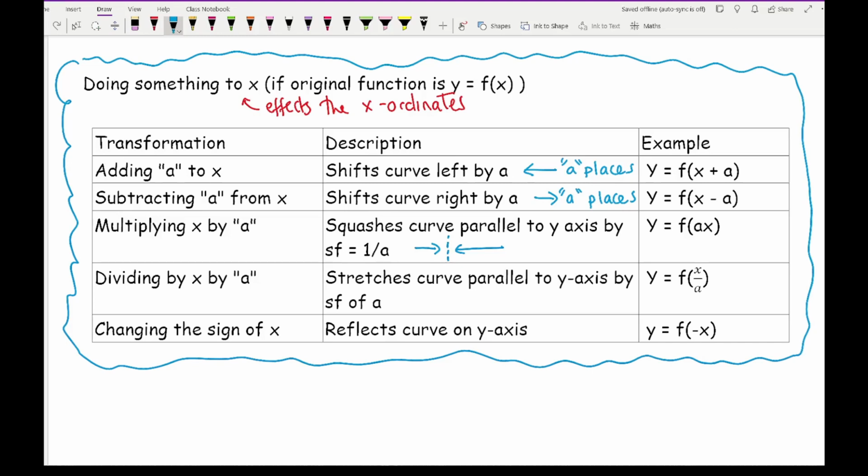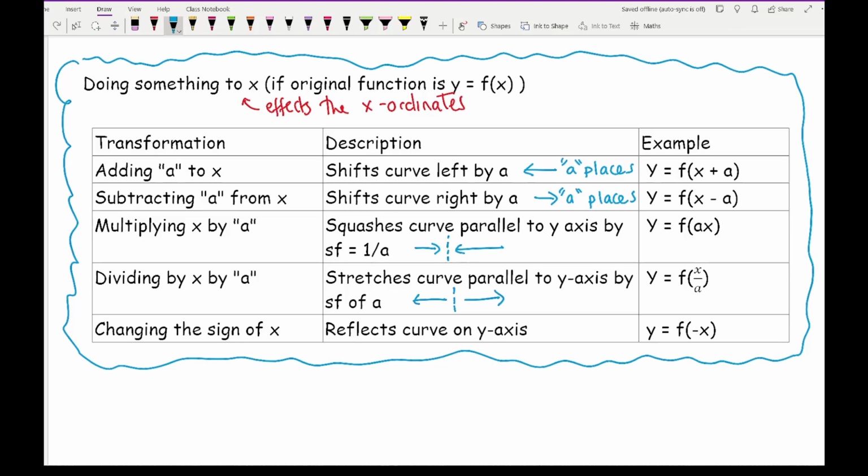Now, when you're dividing x by a number, you think, oh, I'm going to make the numbers smaller because that's what you generally do when you're dividing. However, here what you're actually going to do is stretch the graph outwards. So if you imagine that your hands are holding on to either side of the graph, what you're going to do with your hands is move them further apart. So you're actually going to push them outwards.